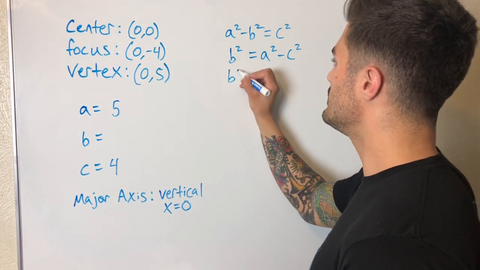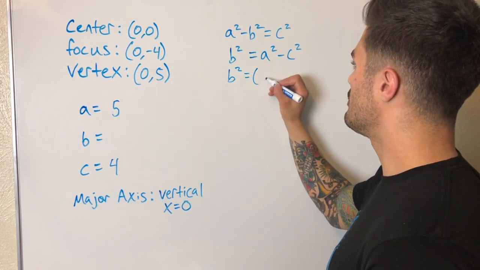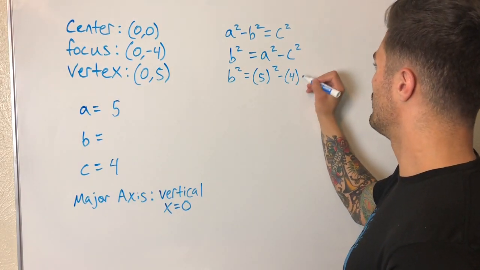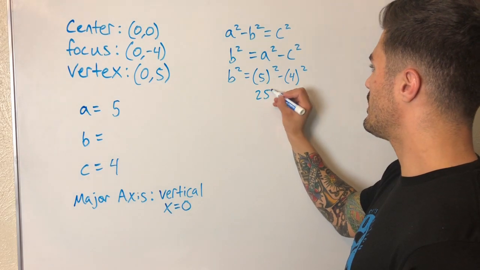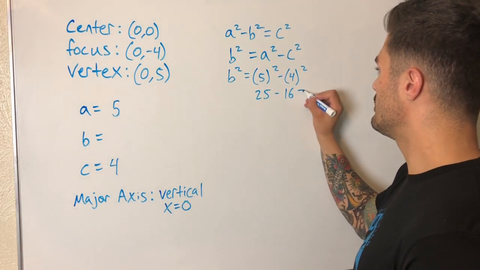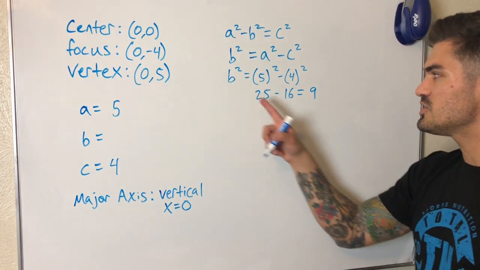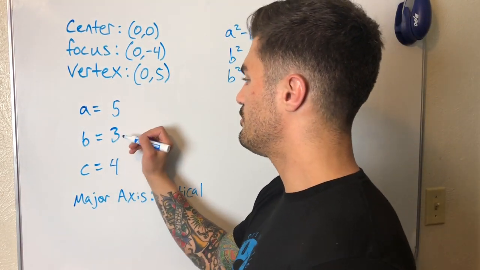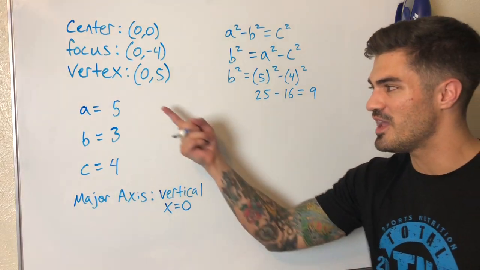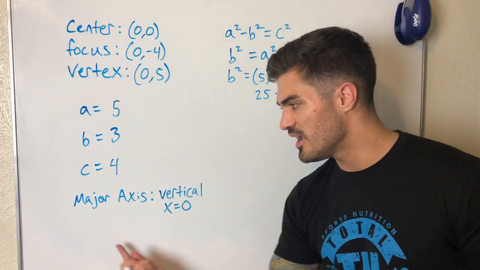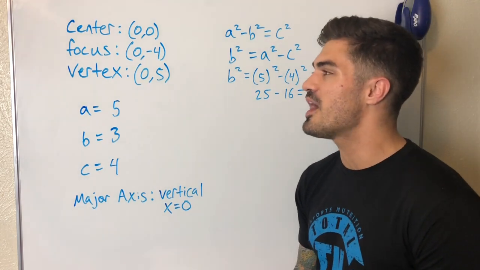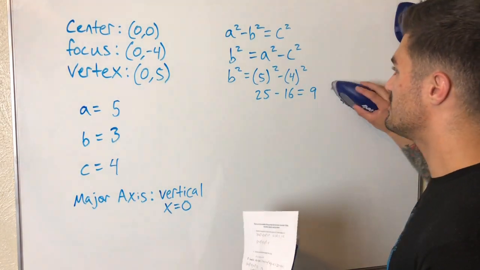So I have b squared equals 5 squared minus 4 squared, which equals what? 25 minus 16, which equals 9. So b squared equals 9, so that means that b equals 3. Hopefully everybody's following on that. So now I have my A, B, C, and I have my major axis is x equals 0. Now I have everything I need to graph this as well as to get the equation.